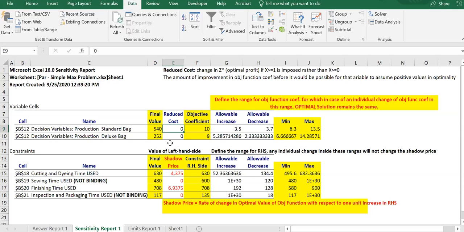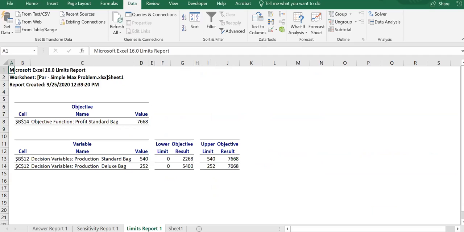This is, like I said, a little trickier, but it's a very important factor when deciding about additional production and pushing your production to take higher values. All right. Next, we have the limits report, which is a pretty brief report. It just defines the feasibility limits on the decision variables.